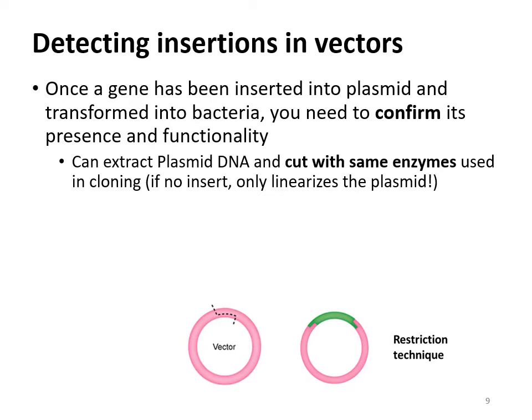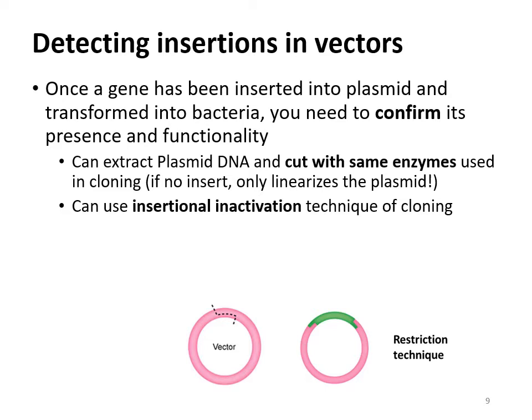So what we just covered here: if you want to detect an insert in the plasmid, one way is to simply extract the plasmid DNA and cut it with the same enzyme. If you see 1 band of DNA, then it is linear. It did not take in the insert. If you see 2 bands of DNA, then it successfully took in the insert.